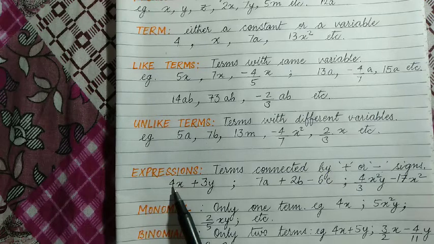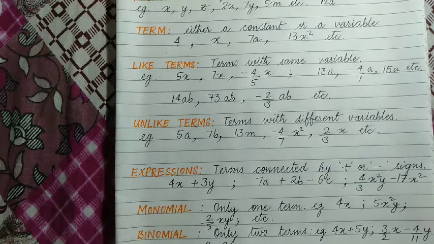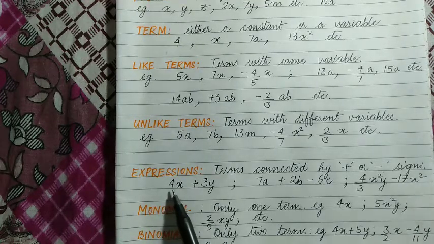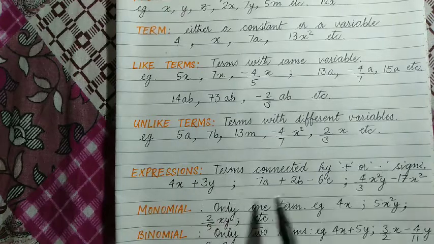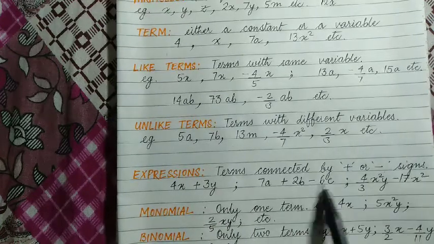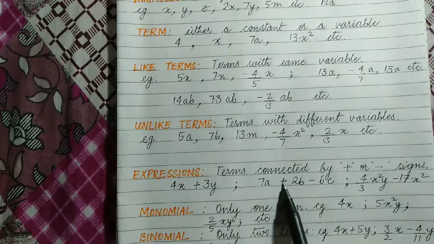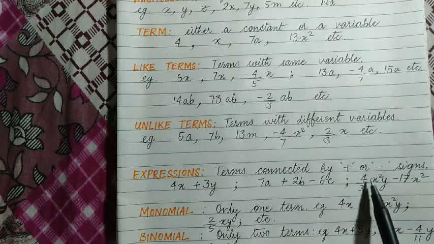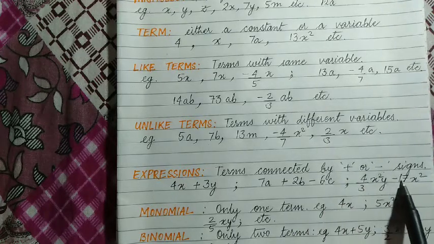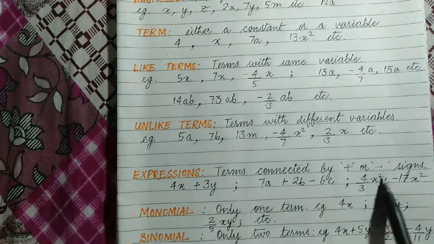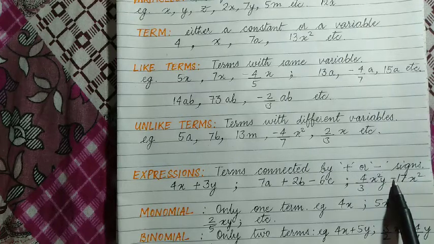So 4x is a term and 3y is another term. Together they form an expression. Similarly, 7a plus 2b minus 6c becomes an algebraic expression where the terms are connected by plus or minus signs. Similarly, 4 by 3 x square y minus 17x square also forms an algebraic expression where both terms are connected by a minus sign.